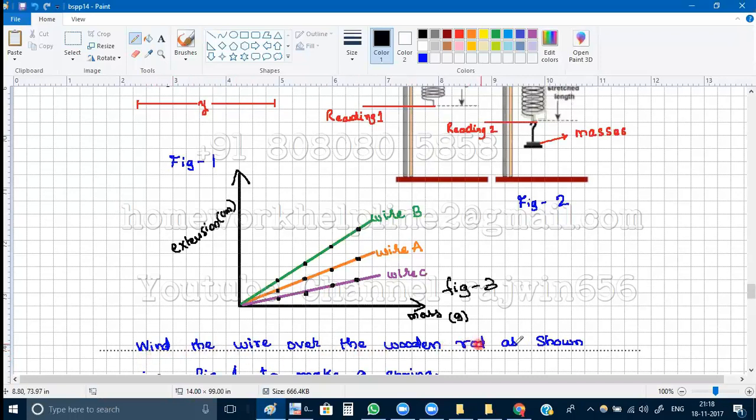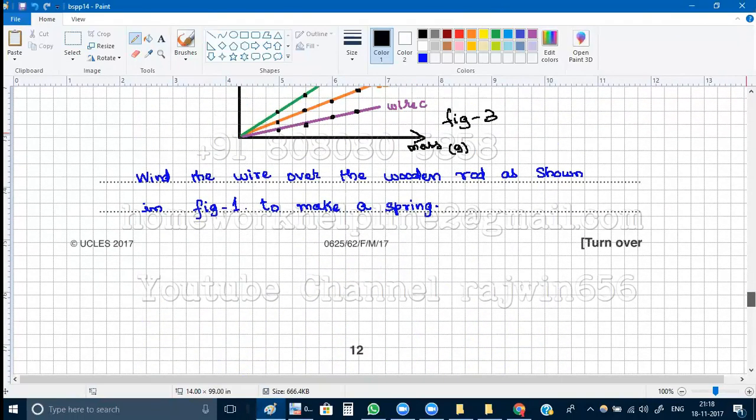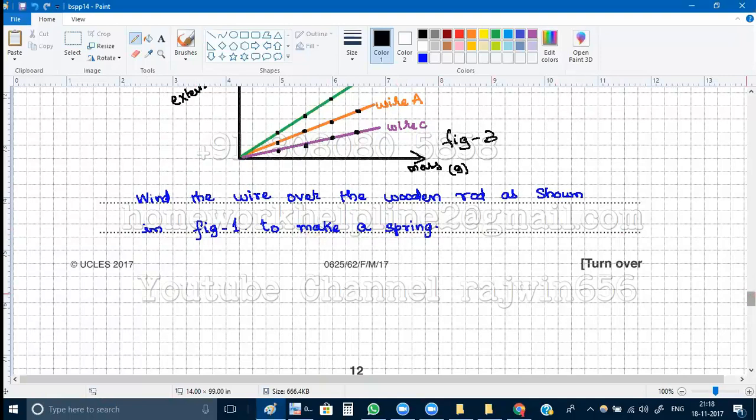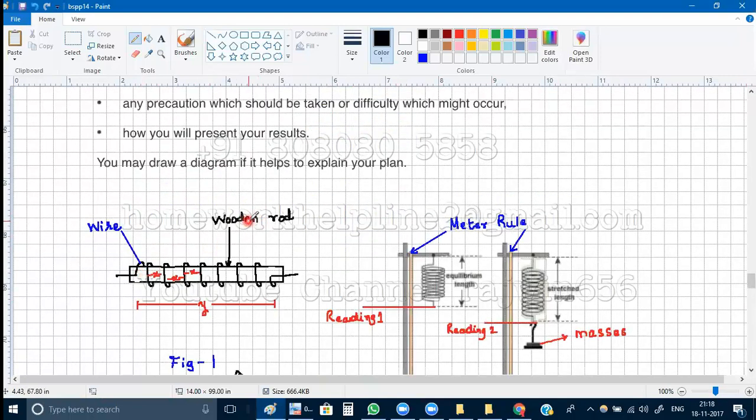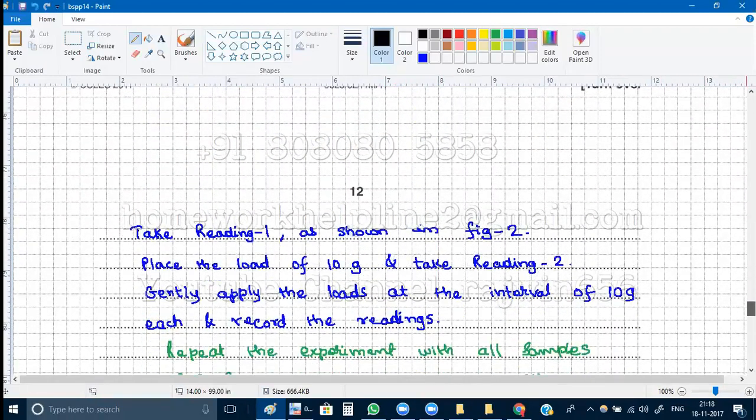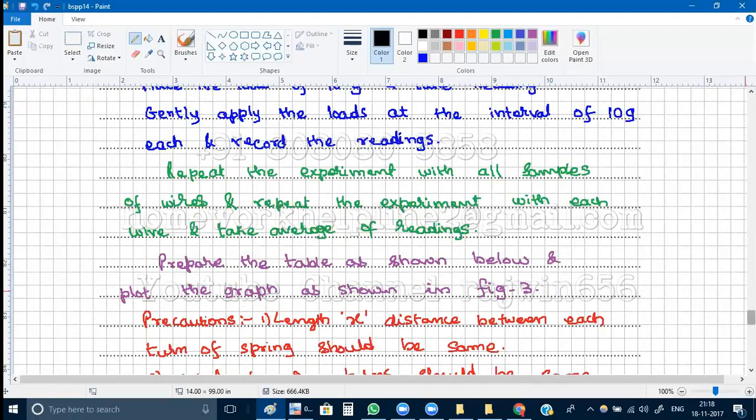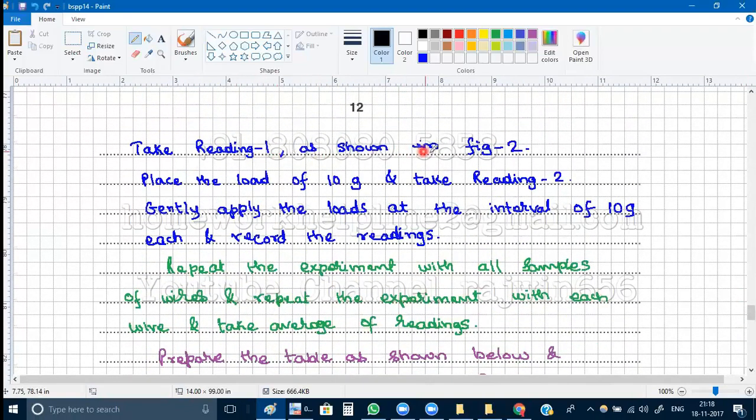Wind the wire over the wooden rod as shown in figure 1 to make a spring. So this is your wooden rod that is given. Over this we are winding the wire and we are making a spring like this. The next part is we are going to take the reading on the meter scale. First reading, that is reading 1, is taken. That is without hanging any masses. So take reading 1 as shown in figure 2.